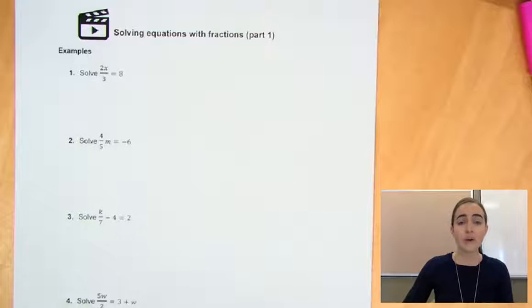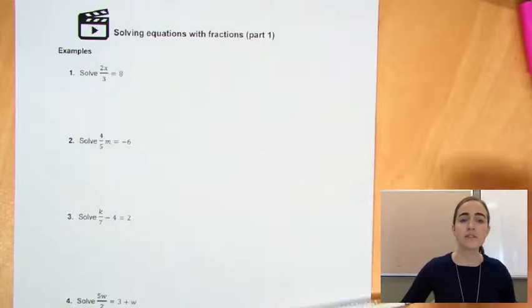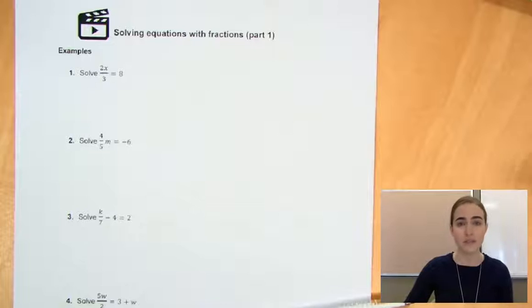In this video, I want to have a look at solving equations with fractions. Now we're just going to jump straight into a few examples. So our first one asks us to solve 2x over 3 equals 8.